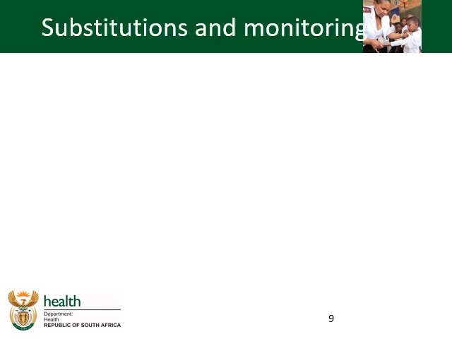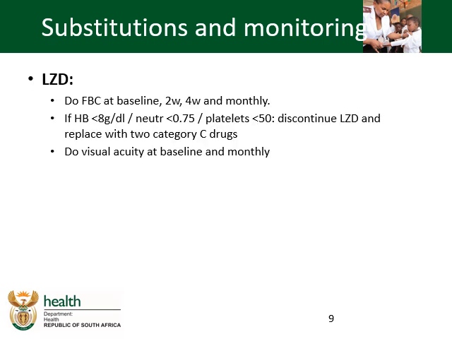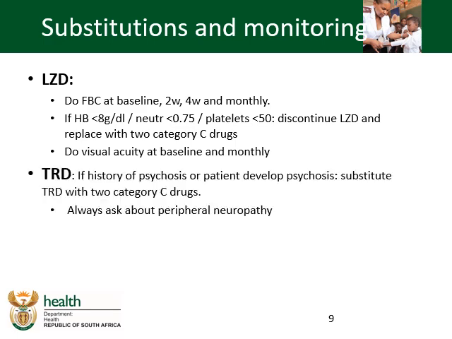When we are looking at substitutions and monitoring, just remember when we're giving linezolid, we have to watch the full blood count at baseline, 2 weeks, 4 weeks, and then monthly. As we've mentioned, if the patient does develop toxicity on the linezolid, you will have to discontinue and replace with 2 category C drugs. They also recommend that you do visual acuity at baseline and monthly on all patients on linezolid because of the risk of optic neuropathy.